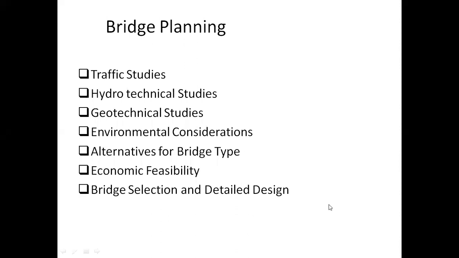And next one is bridge selection and detailed design. What is bridge selection and detailed design? Bridge selection means, as I told you, as you have a number of different bridges, you have to select which type of bridge is suitable. And detailed design you have to do before execution, because without analyzing and designing the bridge, you can't go for execution. So all these have to be carried out before planning any kind of bridge at a particular location.